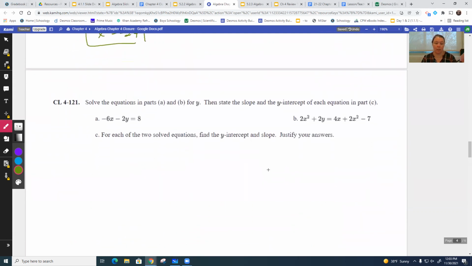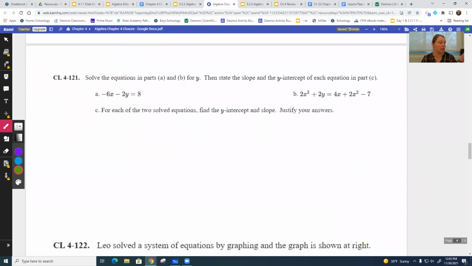What's next? Solve the equations in parts A and B for y, then state the slope and the y-intercept of each equation in part C. Okay, so we had to do this when we were doing those first couple of problems when we wanted to get them in a graphing form. So I would first add the 6x. I have negative 2y equals 6x plus 8.